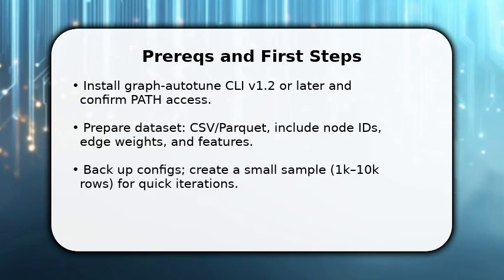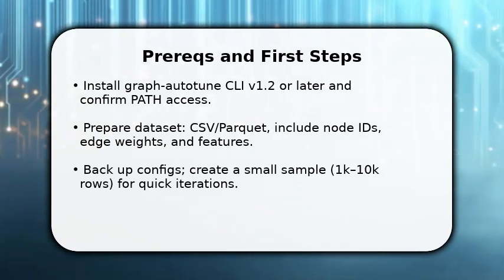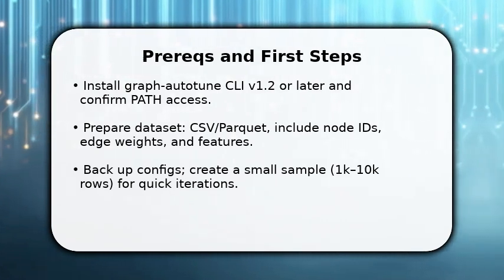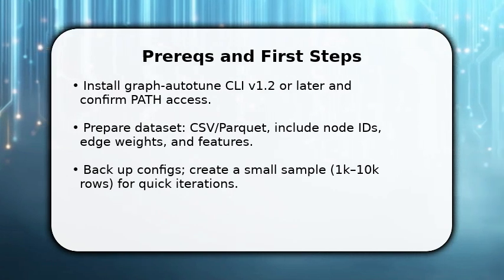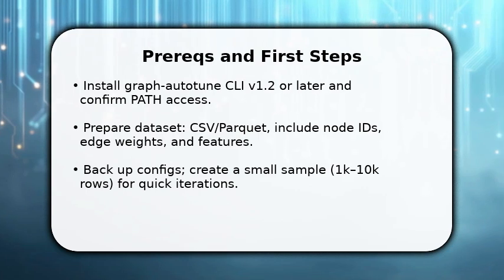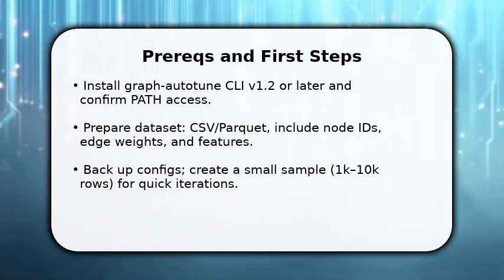You start by verifying prerequisites. Install Graph Autotune v1.2+, confirm CLI is on your path, and ensure GPU drivers if using acceleration. Next, prepare a representative dataset with node ID, edges, weights, and relevant features. Use a small 1K to 10K row sample to iterate fast.